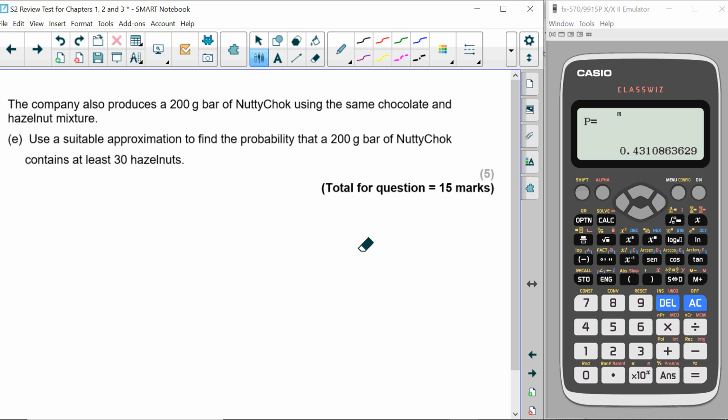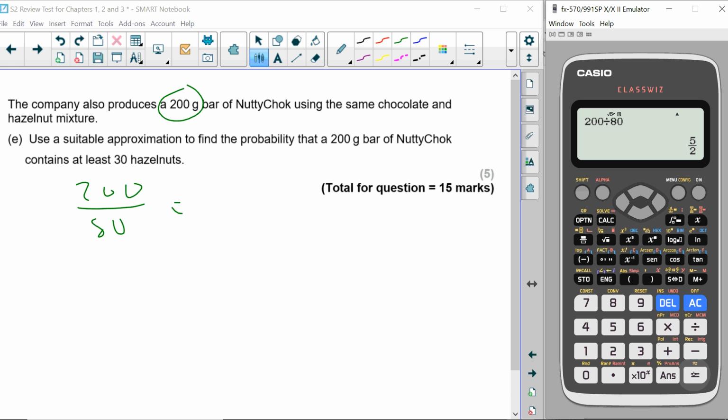Now the interesting thing is that before we had an 80-gram bar. Now we've got a 200-gram bar. If I think about what I need to multiply 80 by to get 200, let's work it out. 200 over 80. I guess we go to menu 1 for that. 200 divided by 80 is the same as 5 over 2 or 2.5. So in other words, what I've got to do is multiply my mean from before by 2.5.